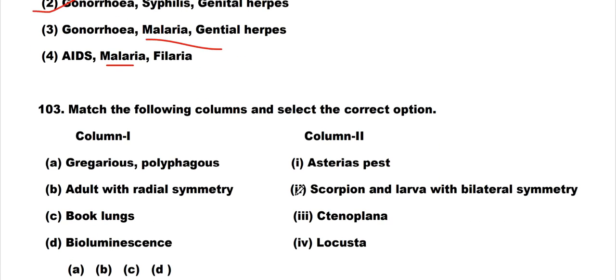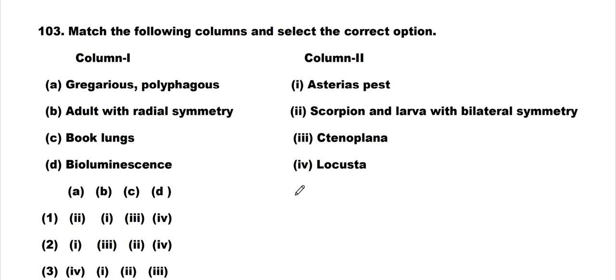Question 103. This is matching. Gregarious pest, right? Your gregarious pest is Locusta, 4 straight away. Adult with radial symmetry. Find out. Adult with radial symmetry is Asterias.